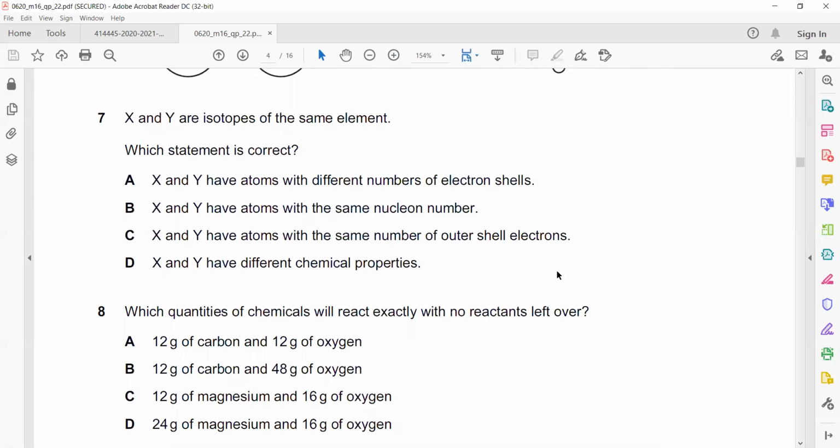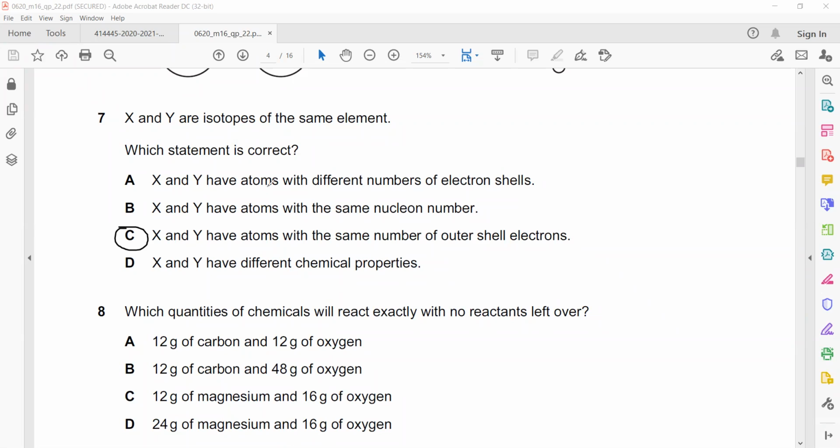Question 7. What could be the answer? X and Y are isotopes of the same element. Which statement is correct? X and Y have atoms with the same number of electrons in the outer shell. C is the right answer.